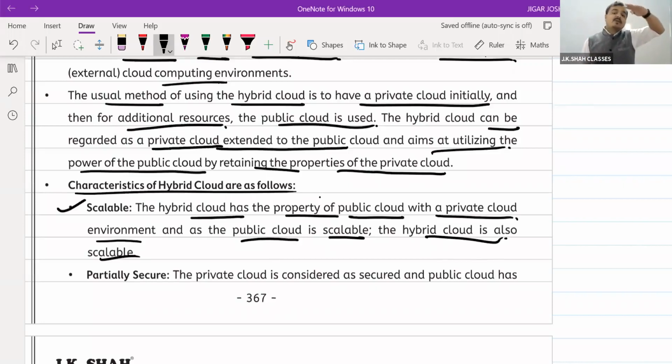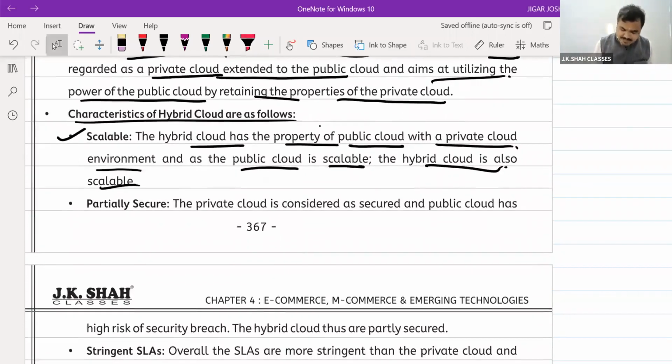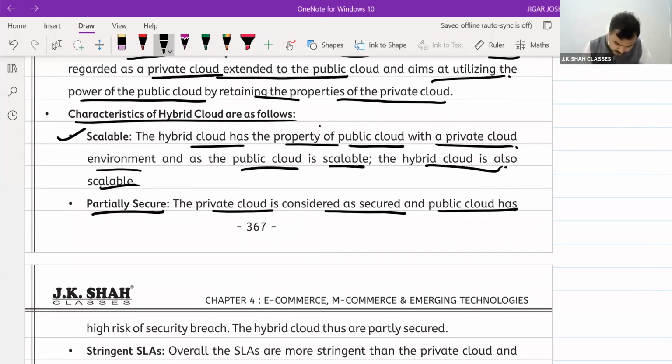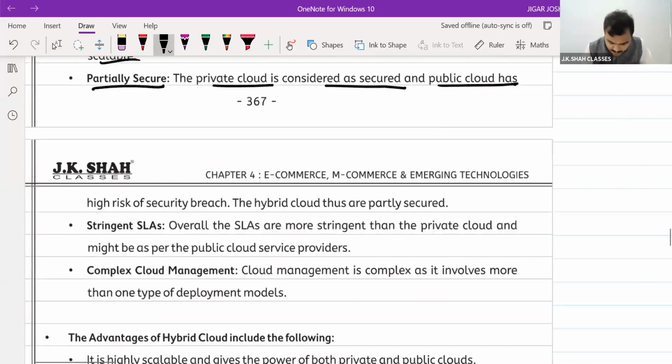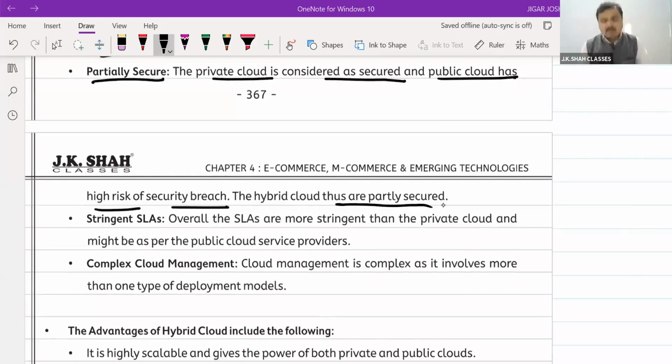Now private cloud is fully secured. Yes, sir. Public cloud, sir, is less secured. Full secured, less secured, divide by 2. Partially secured. Understood? Which cloud would be highly secured? Sir, private. See this, people. The private cloud is considered secured and public cloud has the risk of security breach. These clouds are thus called partly secured.